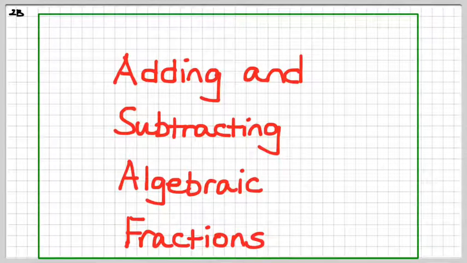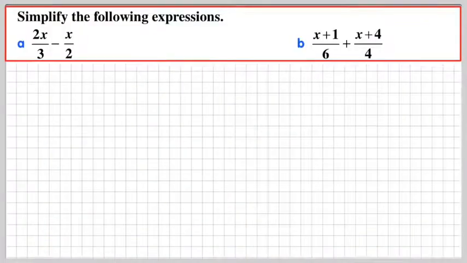Well, hello there. We're going to have a look at adding and subtracting some algebraic fractions today. This is a fundamentally important area in mastering the language of maths. So let's have a really good look at this, and I hope I make it easier for you from now on, okay? Alright, here's two to start off with.